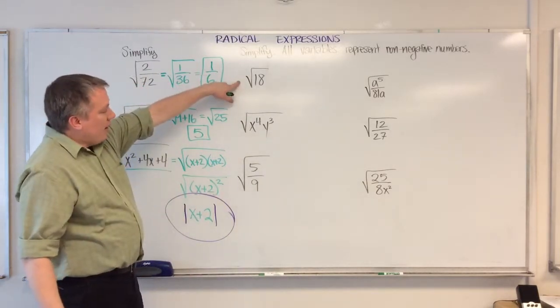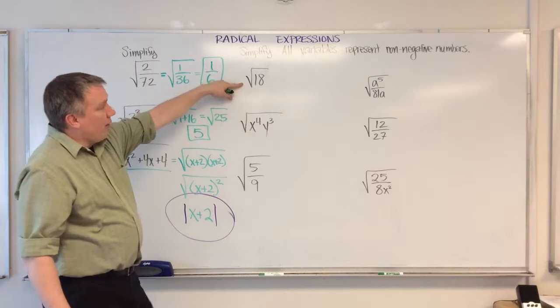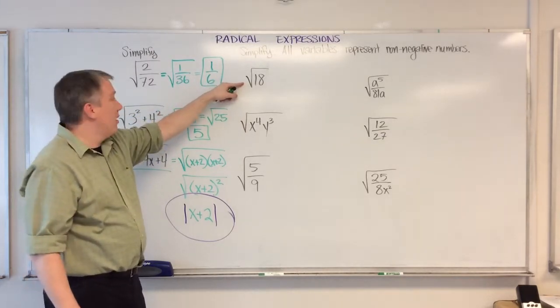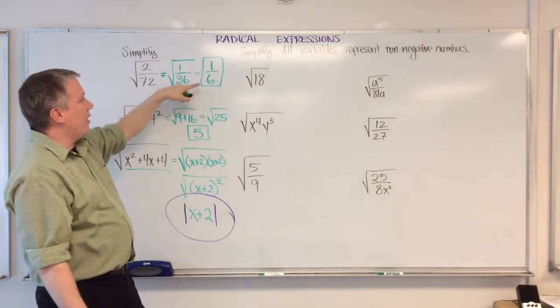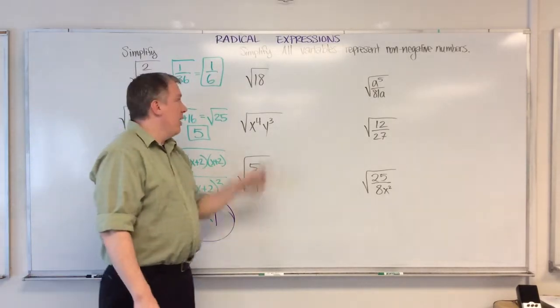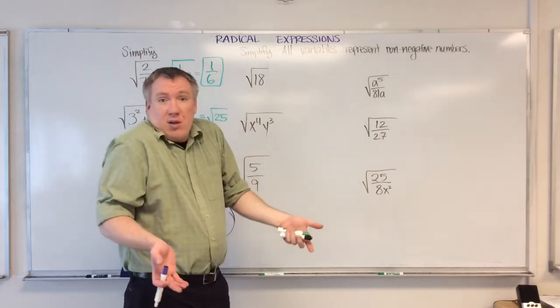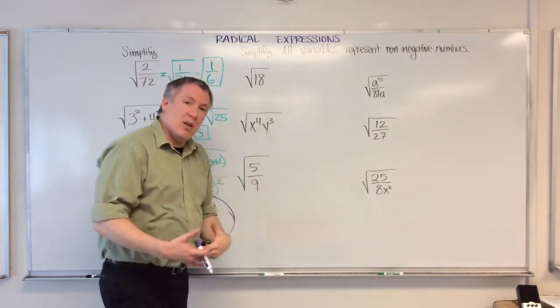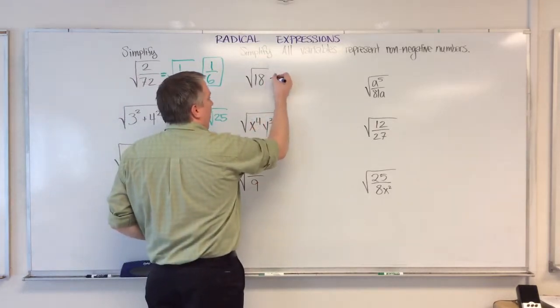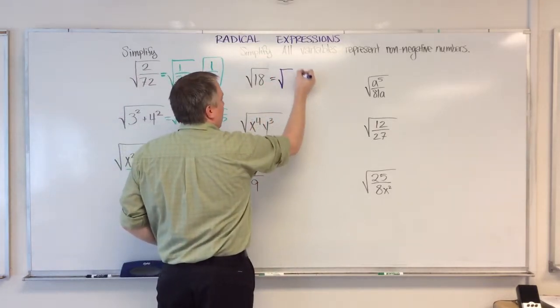So here we got some more here. Square root of 18. Well, this is already simplified, and I can't take the square root of it. Unlike this, where I simplified and then took the square root, factored, then took the square root. Here, it's already simplified, and I can do nothing with it. So what you can do is actually split the radical into multiple pieces.